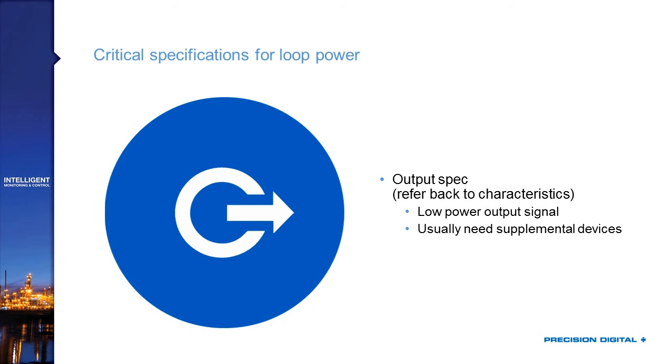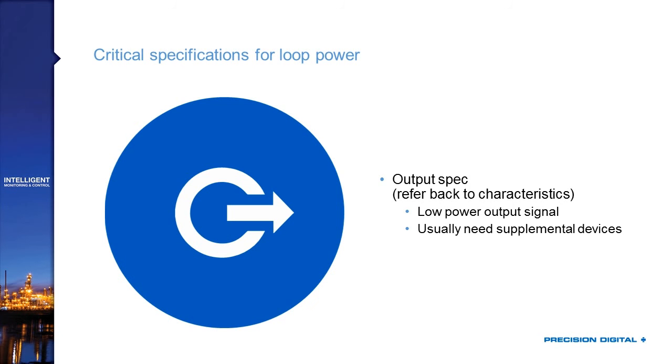Other critical specifications you need to keep an eye on. The output spec is going to be very important. You may remember when I mentioned the characteristics that you generally only have passive low power outputs here. So that means that your output signals that you're controlling are going to have to be low powered.